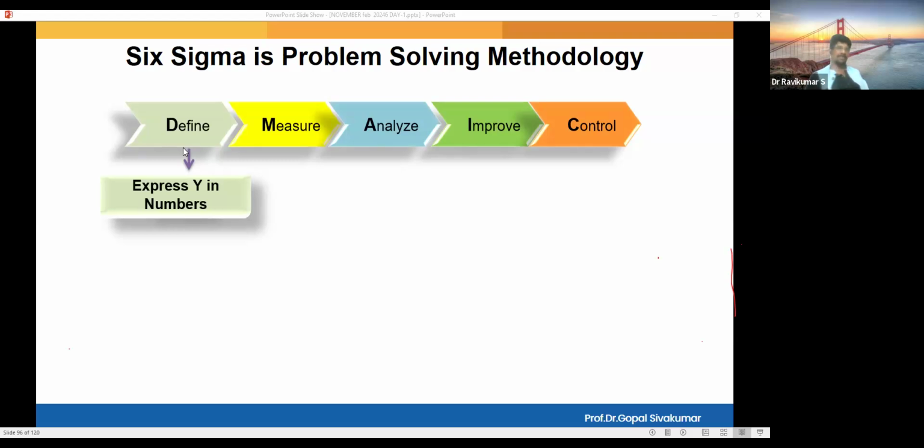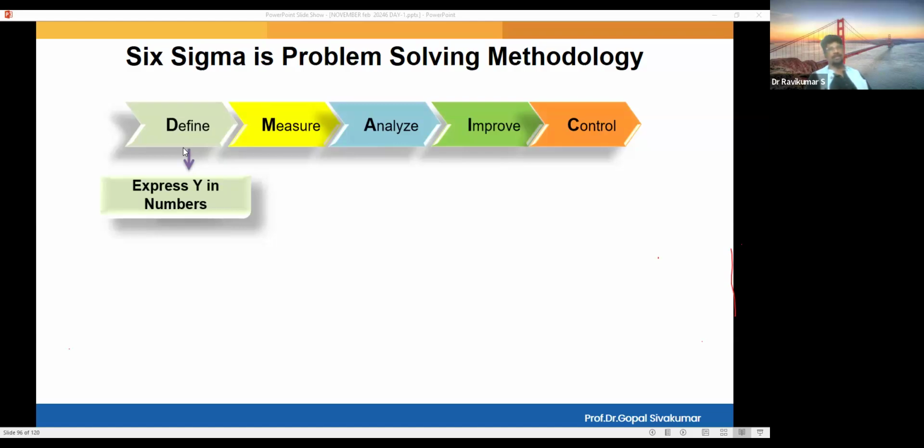See, for example, there are 44 participants in the class. I am conducting a test. If I say people have not done well in the exam, nobody will understand what their performance is. If I say 25 students have scored above 80, 15 students have scored below 60, and 4 students have scored less than 40, it will give you more information. So by expressing the output, Y is always the output, in numbers, we are able to define the problem clearly.